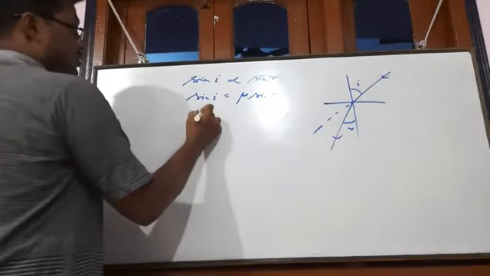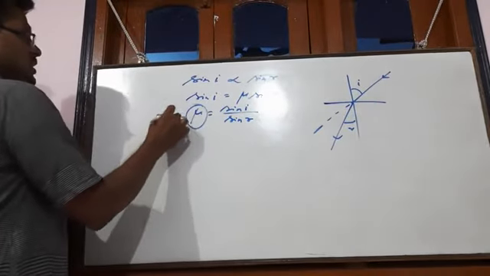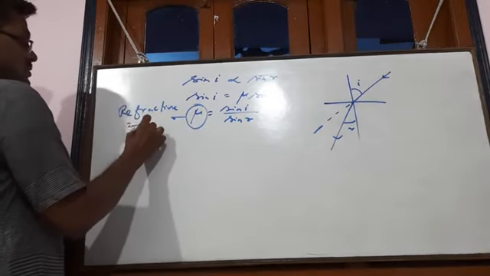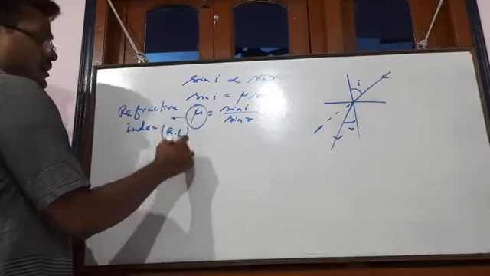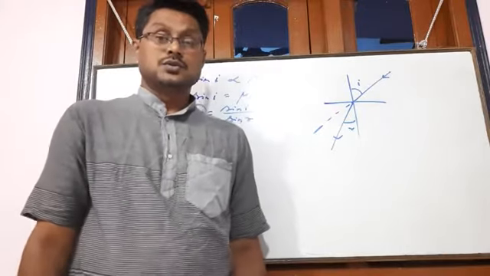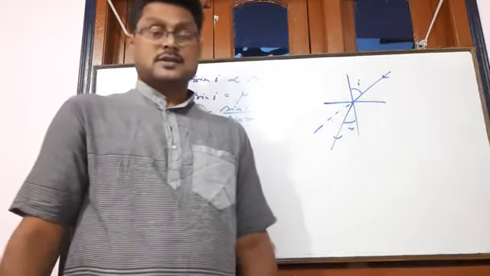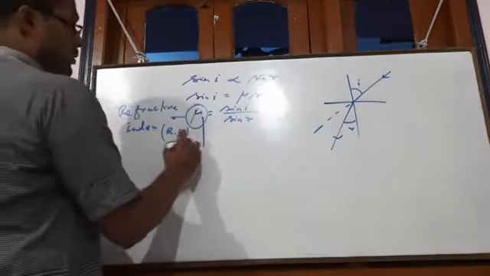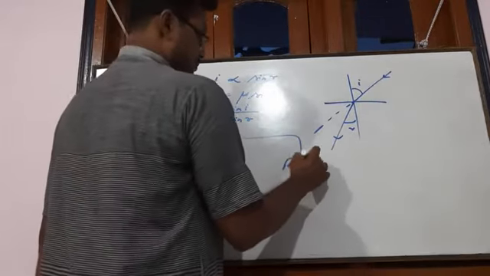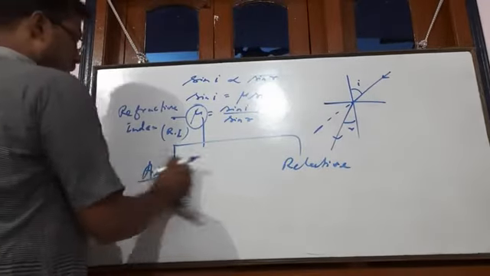This mu is constant, mu equals sine I by sine R. That mu is known as the refractive index, denoted by RI. So we have one constant to make the relation between I and R. That constant is called the refractive index. Now this refractive index has two types: one is absolute, another is relative.